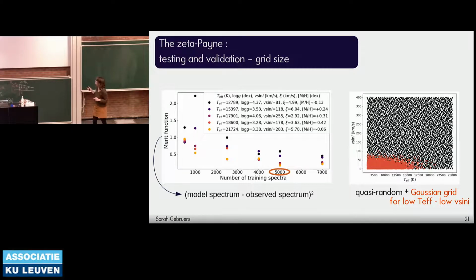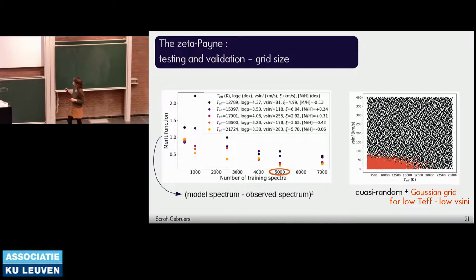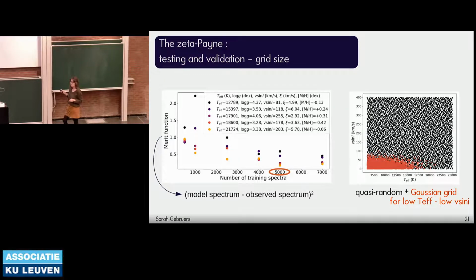At least in most of the parameter space, we found that for low temperature, low V-sin i spectra, it wasn't working that well because these are spectra where there are many metal lines appearing. They're slow rotators, so they have many narrow lines, and the neural net has to be able to resolve all of them, which was not the case with just the 5,000 spectra quasi-randomly distributed. So we added 5,000 spectra more in this low V-sin i, low T-effective regime, and then it seems to work pretty well right now.